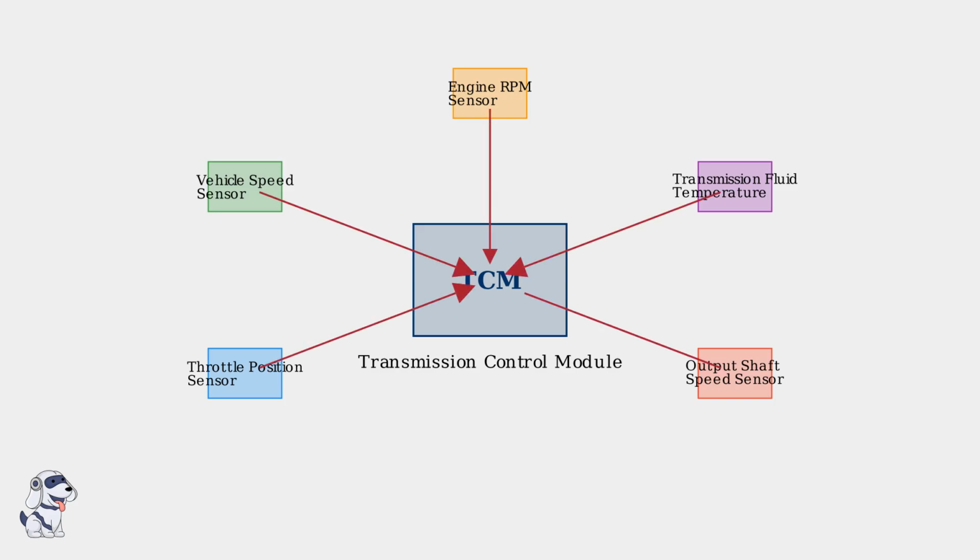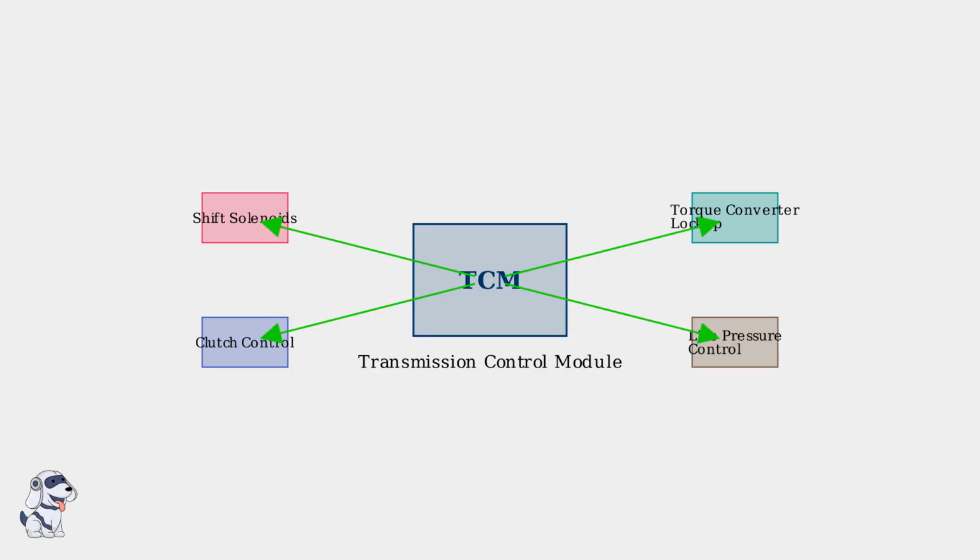All sensor data flows continuously into the TCM, where sophisticated algorithms process this information in real time to determine optimal transmission behavior. Based on this processed data, the TCM sends precise control signals to various transmission components including shift solenoids, clutch controls, torque converter lockup, and line pressure regulation. These control signals ensure smooth shifting, optimal clutch engagement timing, and efficient power transfer throughout the transmission system.